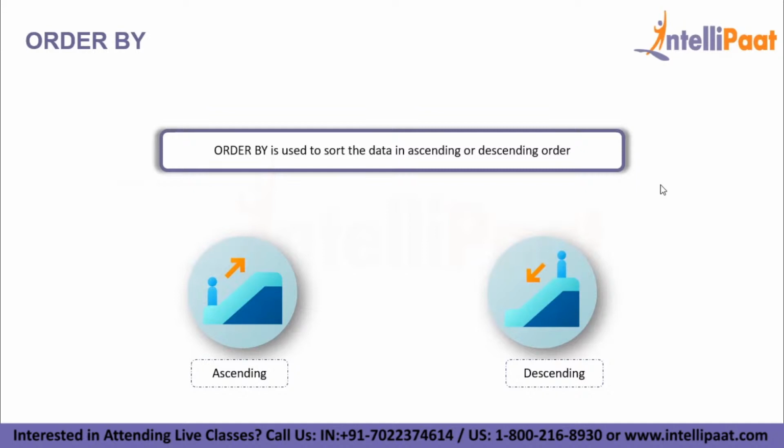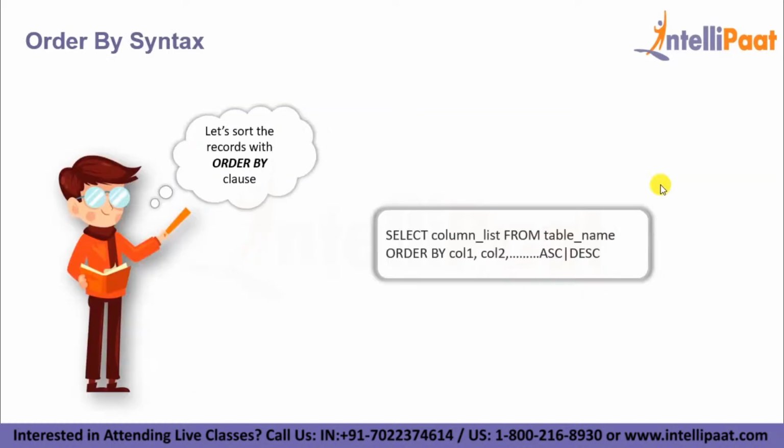We'll start with the order by clause. So order by is used to sort the data in ascending or descending order. And by default, order by sorts the records in ascending order. So let's have a look at the syntax. We'll start with the select keyword and then give the column list. Then we'll use the from keyword and give the table name.